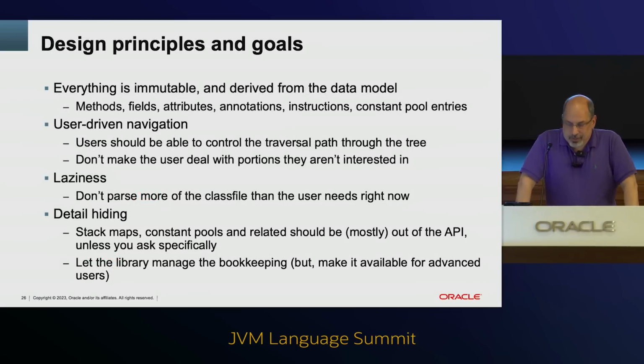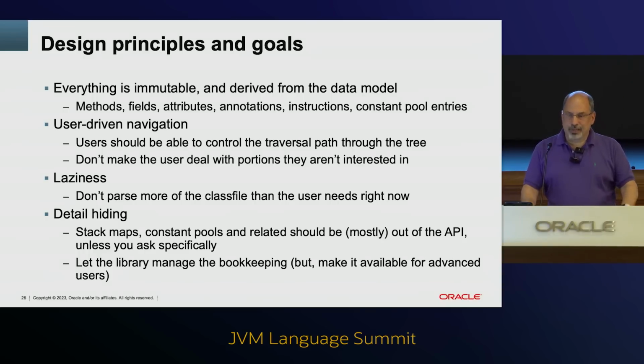The biggest design principle was we wanted all the benefits of a functionally inspired API. So everything is immutable. Everything that's interesting in the class file itself, methods, fields, attributes, annotations, constant pool entries, they're all objects, they're all immutable objects. Navigation is as the user asks for. If you want to explode something into its elements, you ask to do that. If you don't want to explode something into its elements, you can deal with it as an aggregate. So we don't make the user deal with parts of the class file that they don't care about.